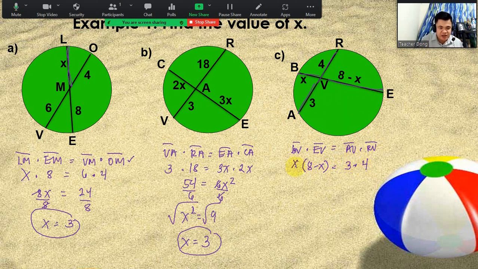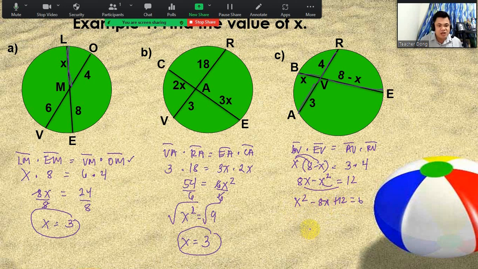Then we will simplify. Since this is a monomial and this is a binomial, we will distribute x. So x times 8 is 8x, and then x times negative x is negative x squared. Then 3 times 4 is 12. So this will become a trinomial. So we will be transferring the terms by the addition property of equality. Get their opposite. The opposite of negative x squared is positive x squared, and the opposite of 8x is negative 8x. Just bring down 12 because we did not do anything. So plus 12 equals 0. This is now a trinomial.